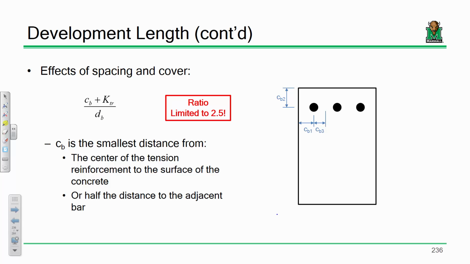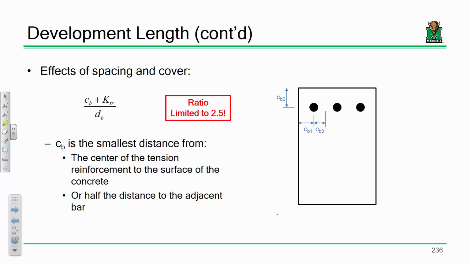C sub B is that distance I was telling you about in terms of cracking. So it's one of 3 distances. It's either the distance from a given bar to this edge, a given bar to this edge, or a given bar halfway over to the next one. Because that's how those crack patterns are going to form. So the idea is the longer that distance is, the more concrete you've got to fail, right? So as CB goes up, you would think that your bond gets stronger, so your development length should go down. Make sense? So that's what CB is doing. As that value goes up, that goes down.